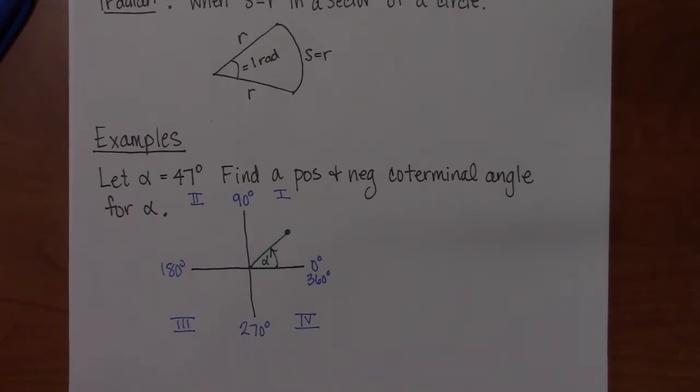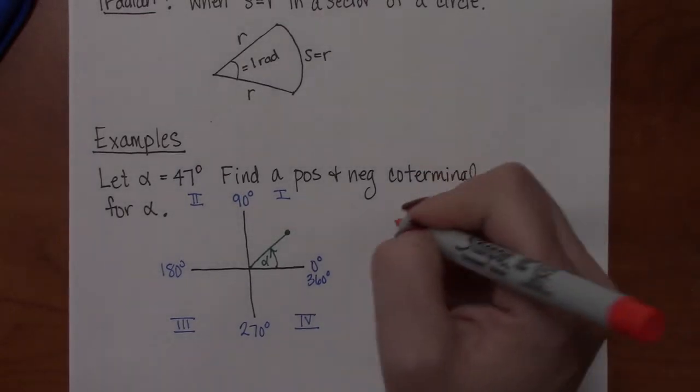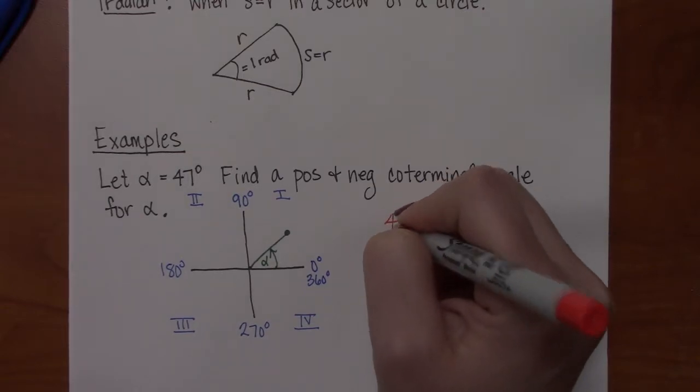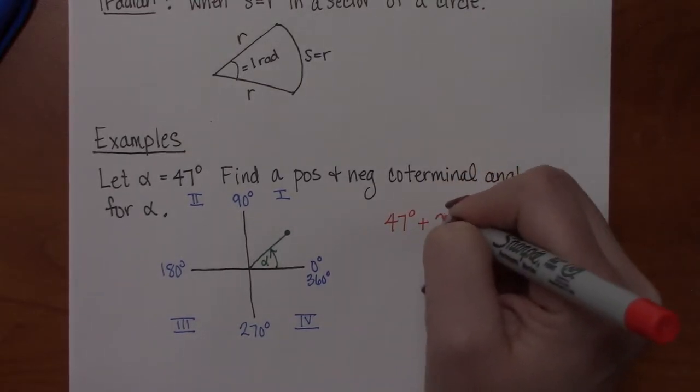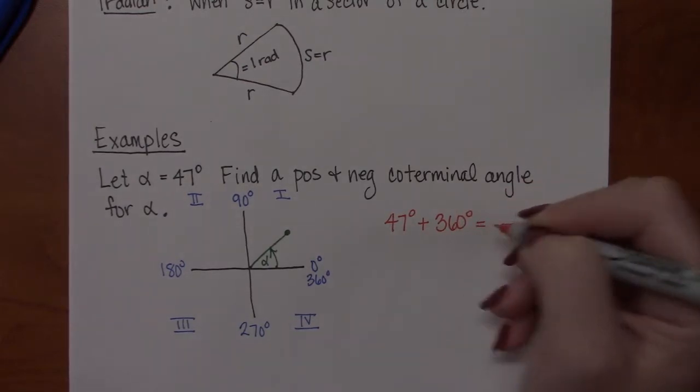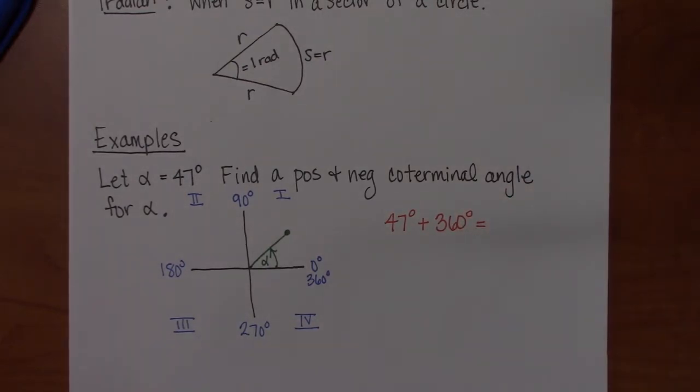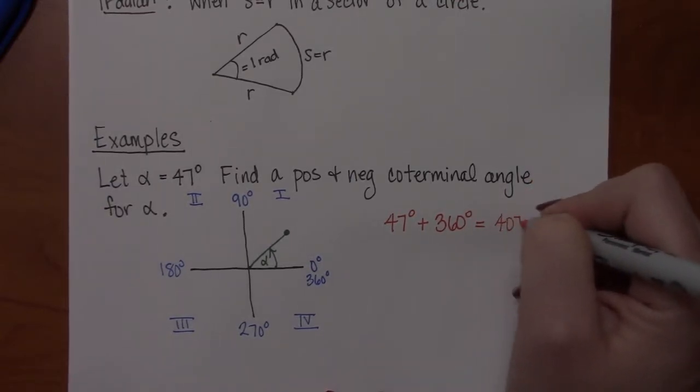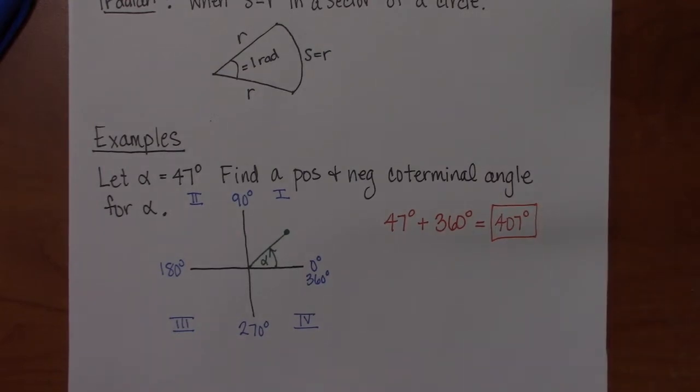So a positive coterminal angle means travel in the positive direction until you hit the terminal side again. Positive spin is the standard spin, that's counterclockwise. So if I want to know what a positive coterminal angle is, well, I take 47 degrees and I add 360 because I'm spinning in a positive direction. And we get 407 degrees.